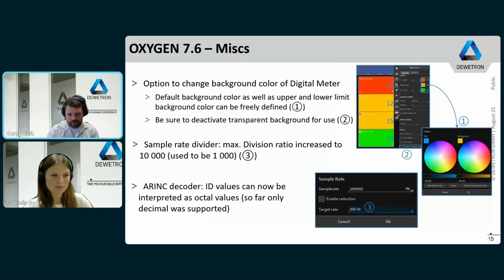Another miscellaneous feature is tied to our ARINC 429 offering for our users out there making use of that. The ID values can now be interpreted as octal values. Small change, but it's there now for you to use.